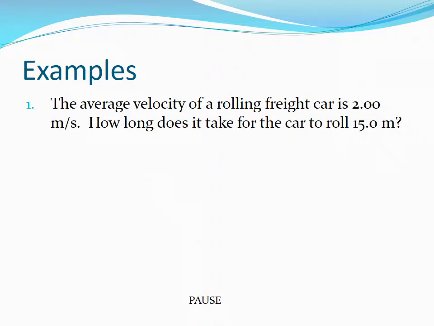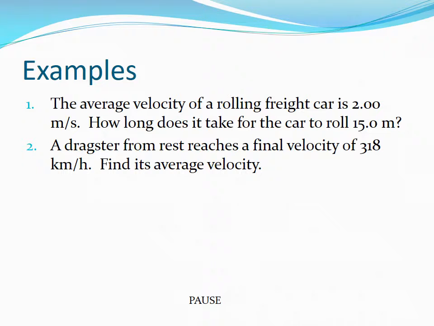Here are several examples. Pause the video while you work on them. 1. The average velocity of a rolling freight car is 2 meters per second. How long does it take for the car to roll 15 meters? 2. A dragster from rest reaches a final velocity of 318 kilometers per hour. Find its average velocity.